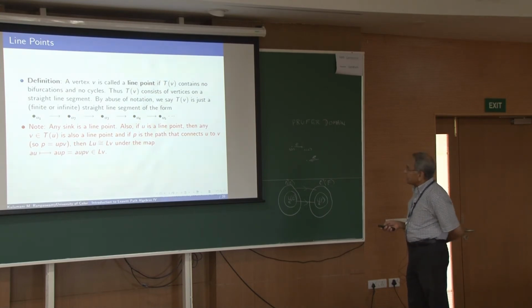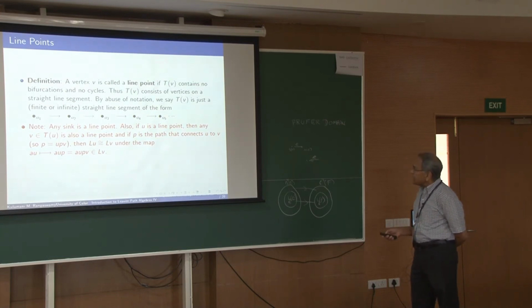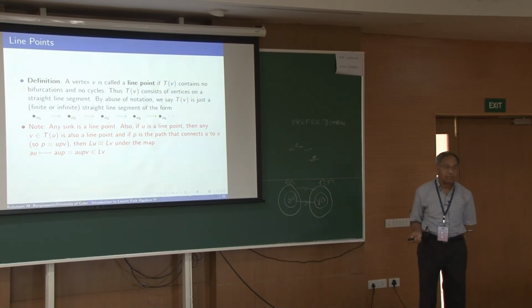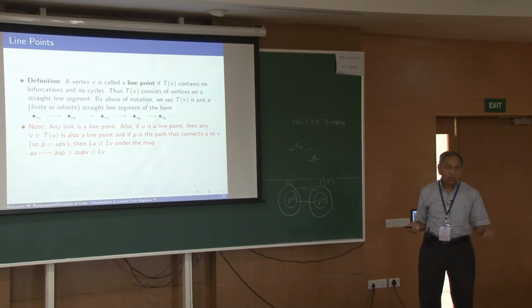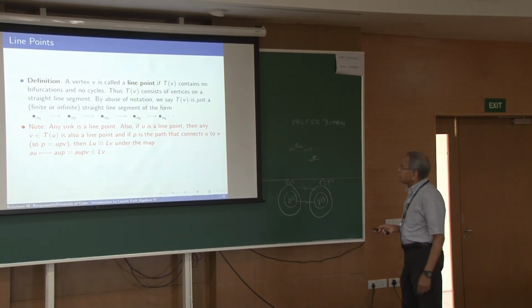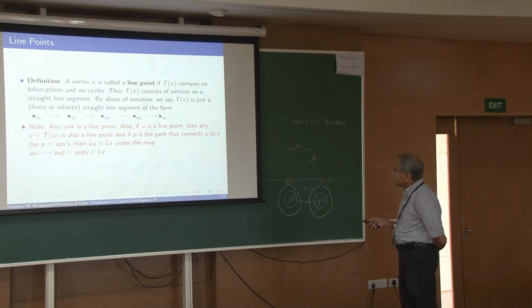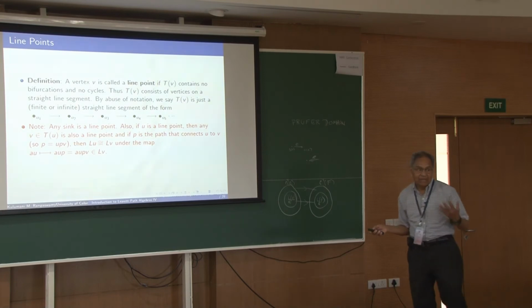And more importantly, if I have two vertices in the tree of a line point, for instance, U is a line point, V is in the tree, and P is the portion of the path connecting U to V, then the left ideal generated by U is isomorphic to the left ideal generated by V. What I'm trying to say here: V1 is a line point, take V3, then the left ideal generated by U1 is isomorphic to the left ideals generated by U3, U4, U10, and so on. Okay? The ideals generated by every one of these vertices are all mutually isomorphic. That's a nice property there.